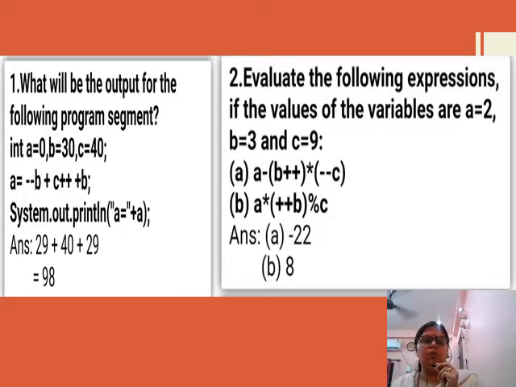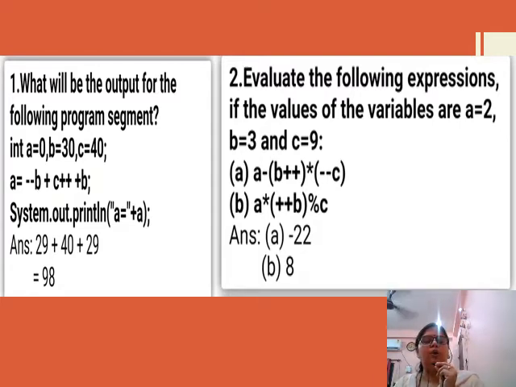Now we are going to do some output questions on the increment decrement operator. The first question is that A is 0, B is 30 and C is 40. The expression is --B + C++ + B. In this you have to print A. Now --B means the decrement prefix operator. It means B is 30 and it will become 29, plus C++ is a postfix increment operator.